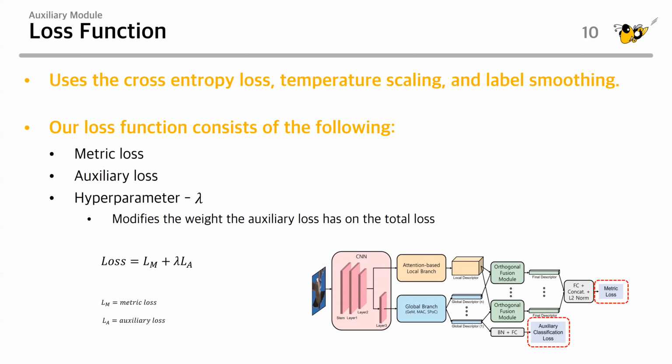We also implemented an auxiliary module that uses the cross-entropy loss, temperature scaling, and label smoothing. Our loss function consists of the following: the metric loss, the auxiliary loss, and the hyperparameter lambda. The total loss equals the sum of the metric loss and lambda times the auxiliary loss. Lambda adjusts the weight, or the significance, that the auxiliary loss has on the total loss.